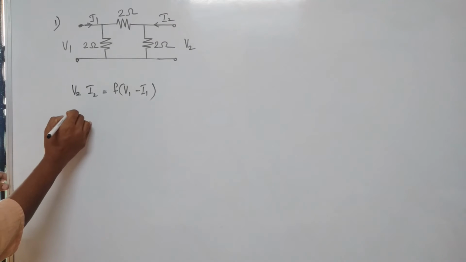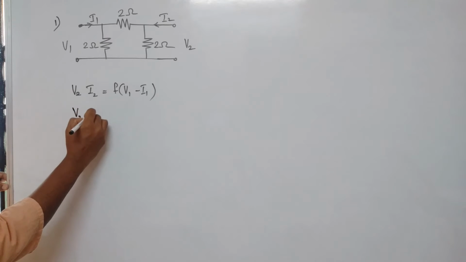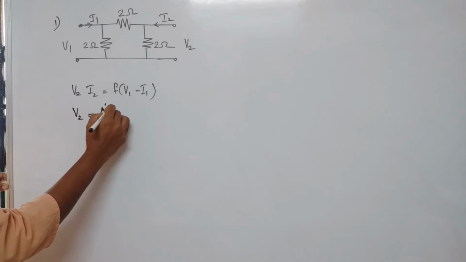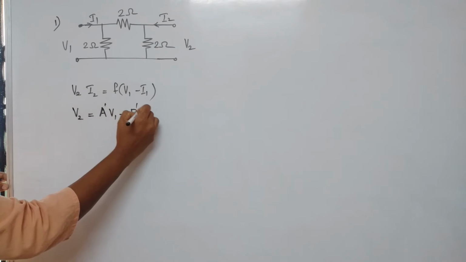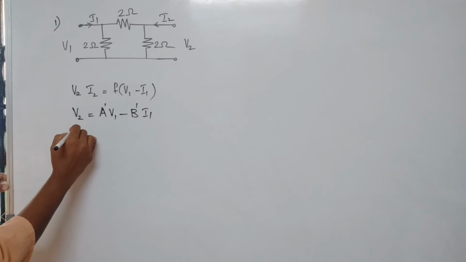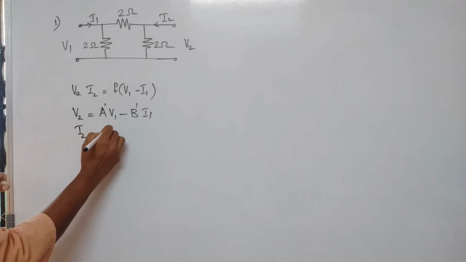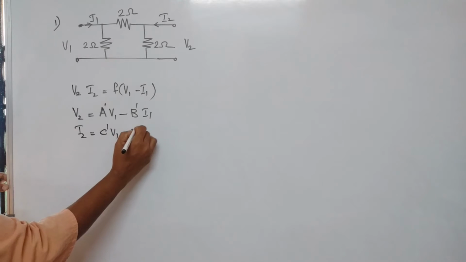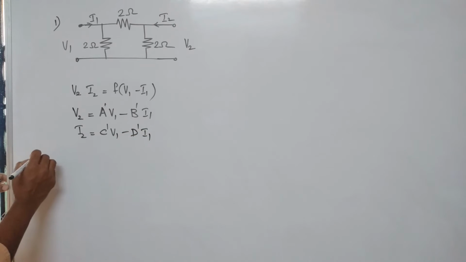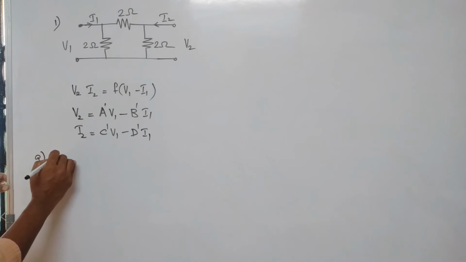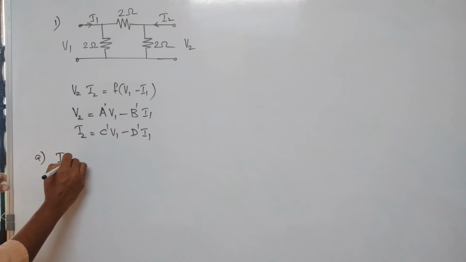So for that, let's write the describing equations. V2 is equal to A dash V1 minus B dash I1, and I2 is equal to C dash V1 minus D dash I1. So the first case is we have to set I1 equal to 0.